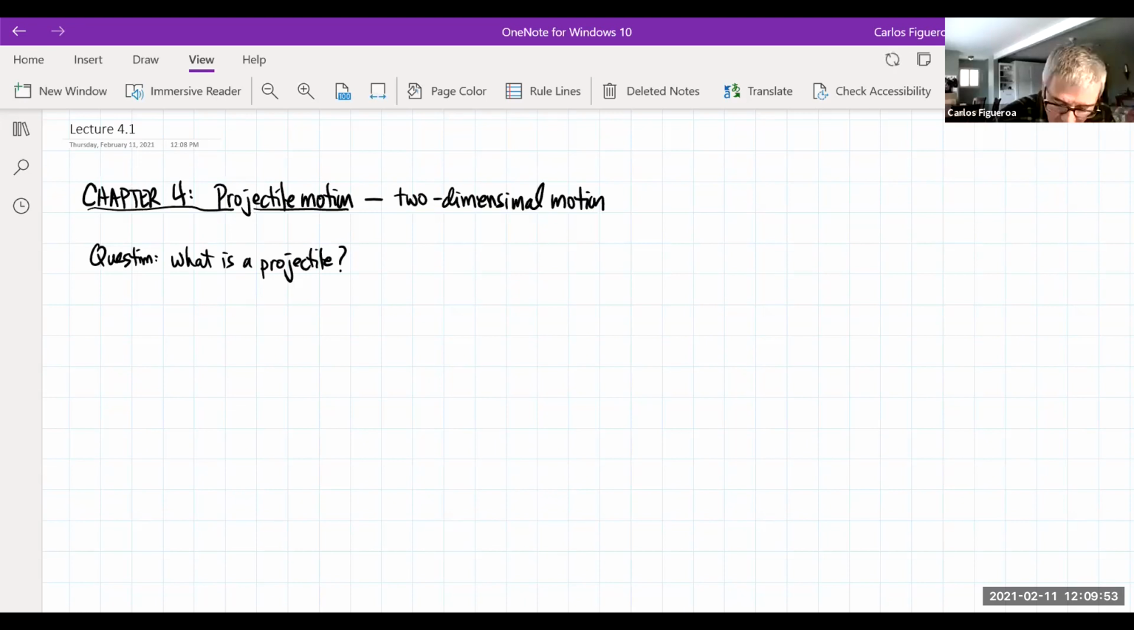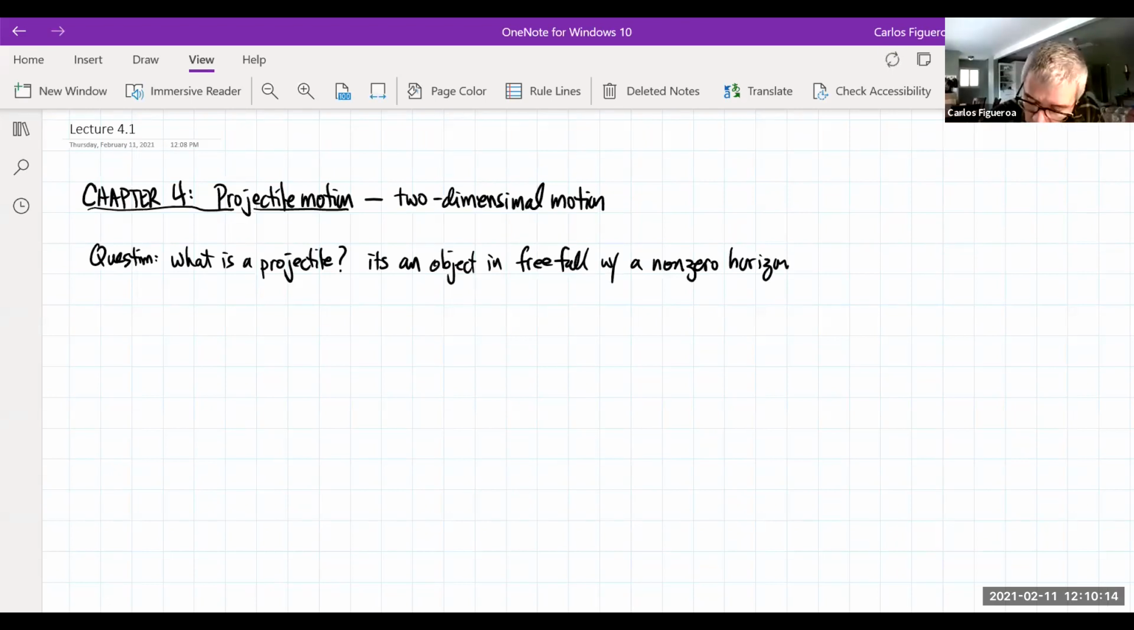What a projectile is in the language of physics, it's an object in free fall with a non-zero horizontal speed. That's how you define what a projectile is.